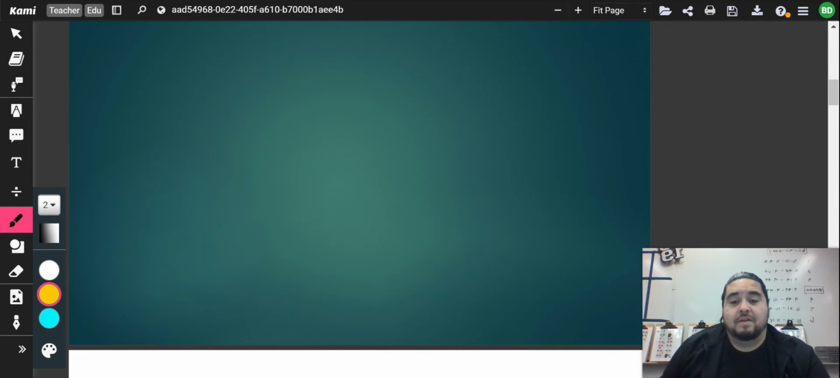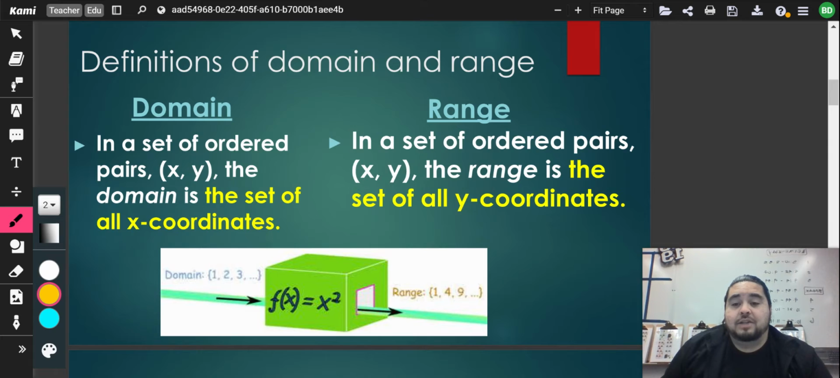So to remind you of the definitions, when you're looking at domain, if you have a set of ordered pairs, domain would be the set of all x coordinates. You can think about domain as inputs. They're the values that go into the function. Range would be the set of all the y coordinates. You could think of range as the output. Those are the values that come out of the function.